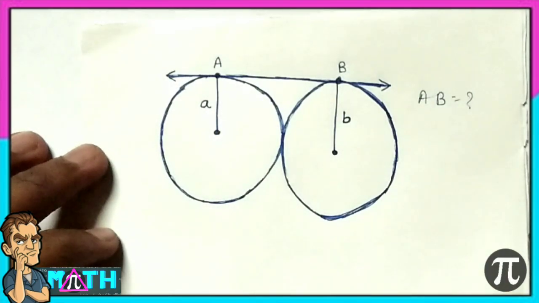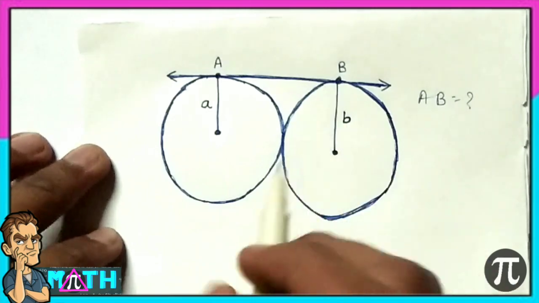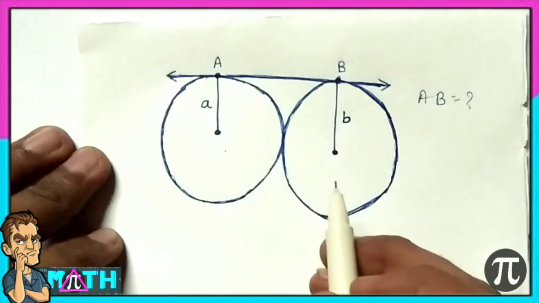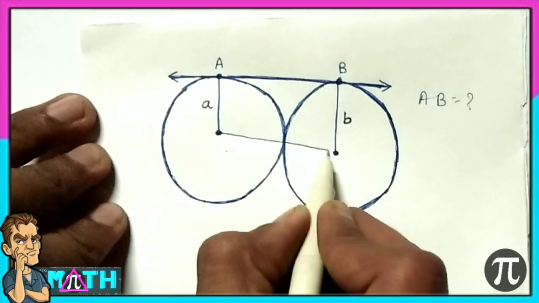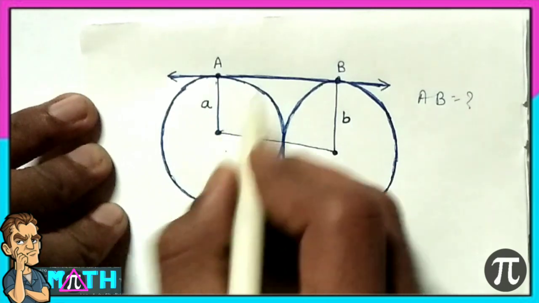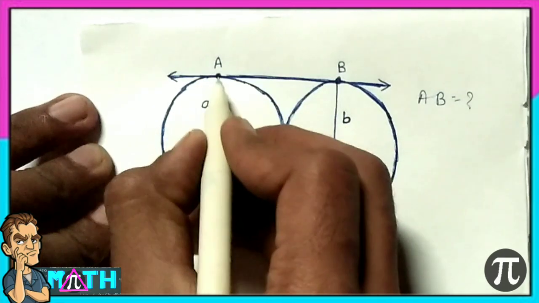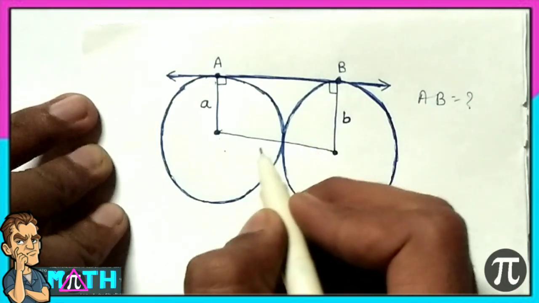So here we have two circles, and this is the direct common tangent, that's AB, and these are the radii, that are A and B as well in small letters. So we join the two centers, and this is the tangent, and this is 90 degrees, as radius and tangent are perpendicular at the point of contact.